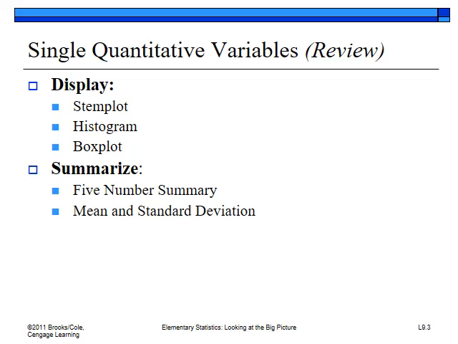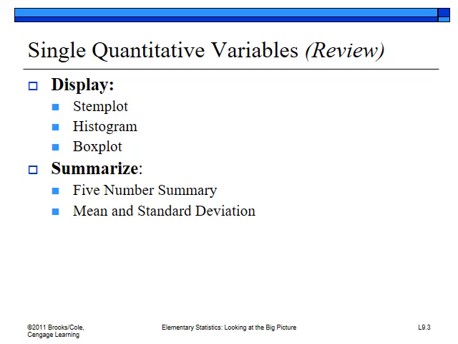Recall that when we're looking at a single quantitative variable, we may choose one of these three things to display the data: a stem plot, a histogram, or a box plot. And we have two techniques for summarizing quantitative variables, using a 5-number summary or using the mean and the standard deviation.